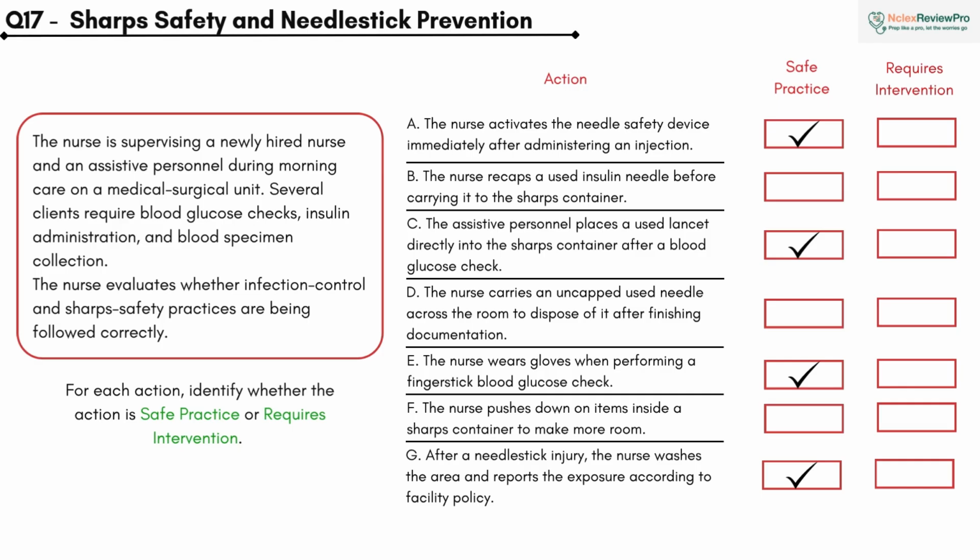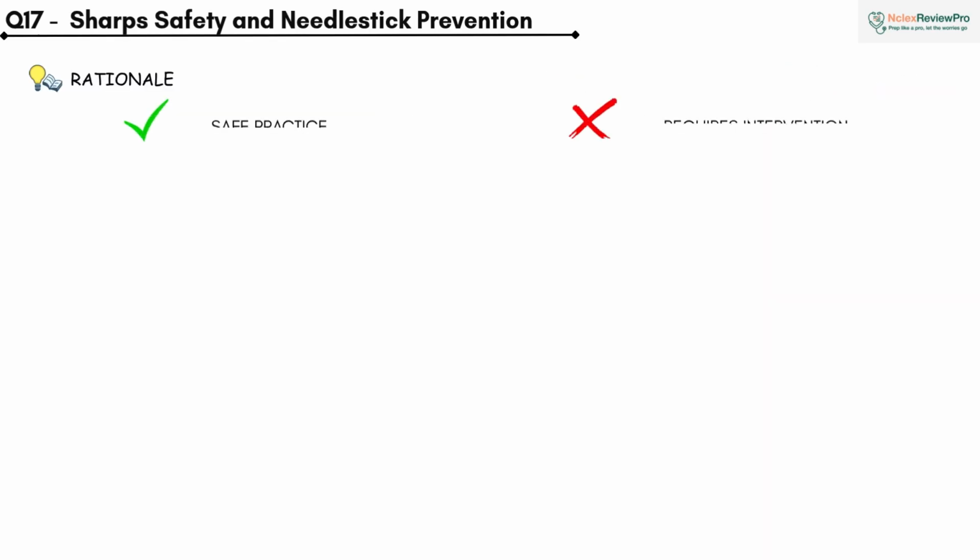The actions that require intervention are option B, recapping a used insulin needle before carrying it to the sharps container. Option D, carrying an uncapped used needle across the room to dispose of it after finishing documentation. And option F, pushing down on items inside a sharps container to make more room. Let's look at the rationales.